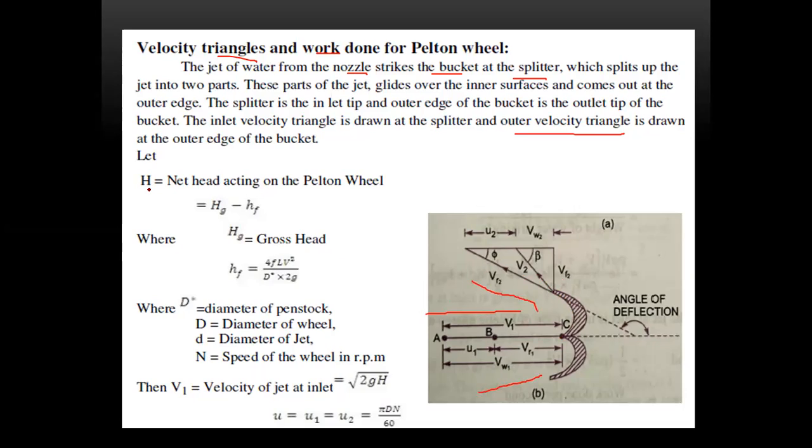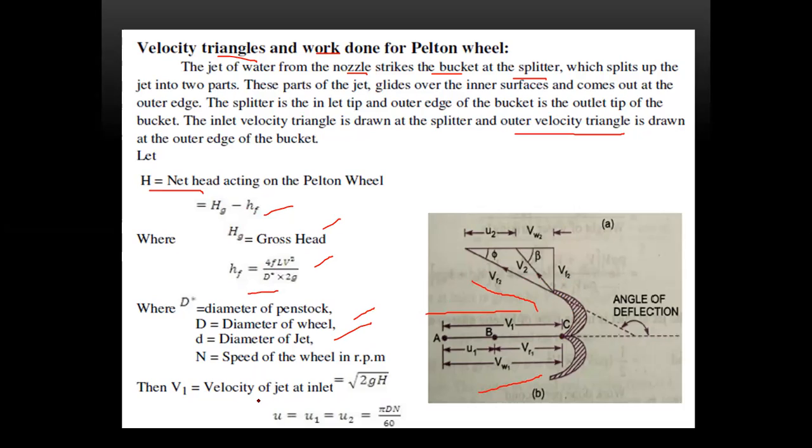Now let H be the net head acting on the Pelton wheel, that is H = H_G − H_f, where H_G is the gross head, H_f = 4fLV²/(D×2g), where D is the diameter of the penstock, D is the diameter of the wheel, small d is the diameter of the jet, and N is the speed.